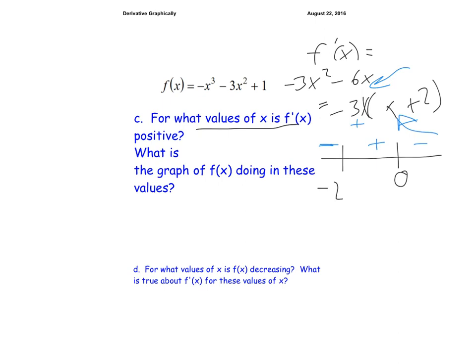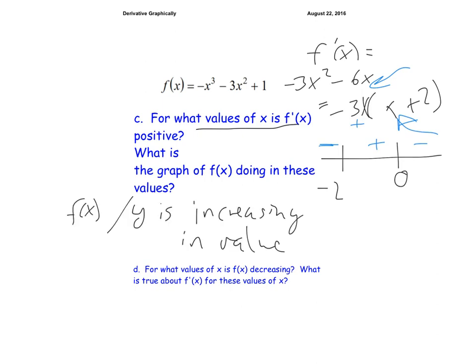As far as the question, what's the graph doing at these values for the positives, it's increasing because it has a positive slope. So I could write it down: f of x, or y, is increasing in value since the slope is positive, and it needs to have a positive slope because the derivative is positive. For what values of x is f of x decreasing?